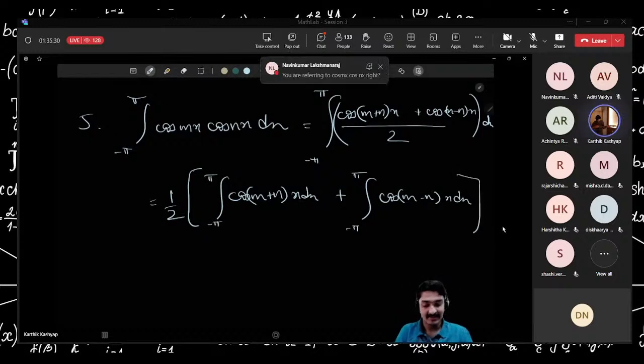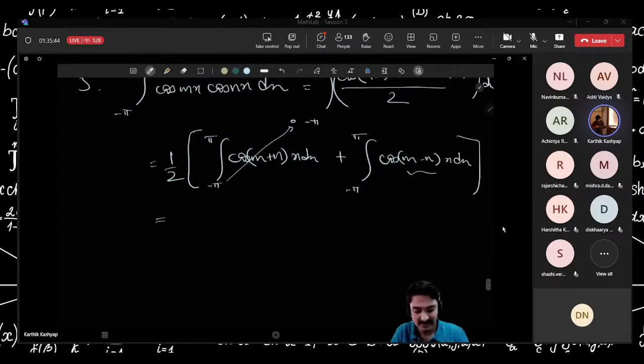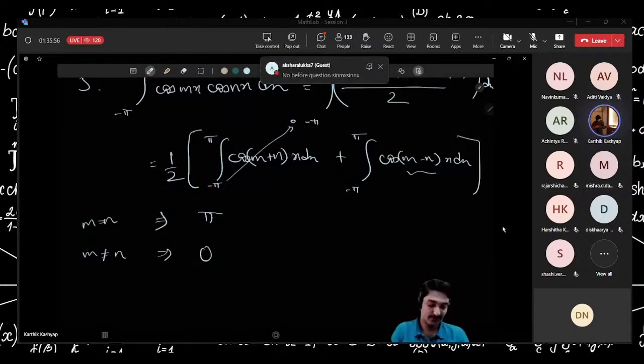In this case, we can see that this term is the one like last time, which will be equal to 2 pi when m is equal to n and will be 0 when m is not equal to n, and this term will always be equal to 0. So again, similarly, I don't have to write it again. For m equal to n, this turns out to be equal to pi, 1 by 2 of 2 pi, and for m not equal to n, this will be equal to 0. So these are the properties that we will need to solve for the coefficients of the Fourier series.